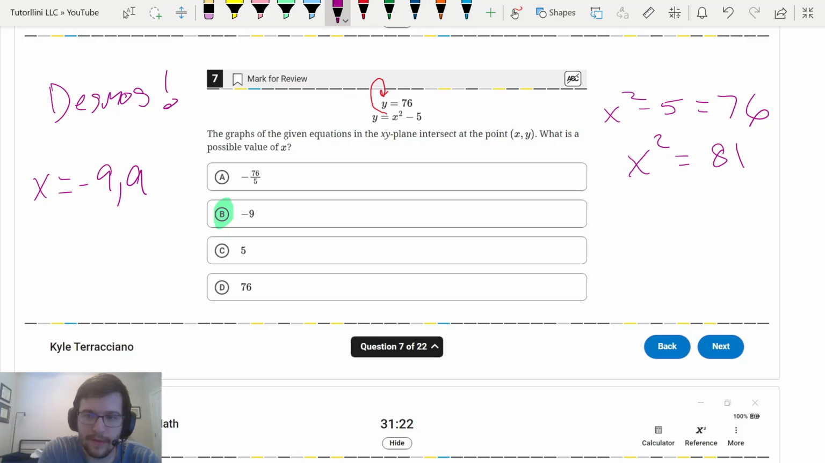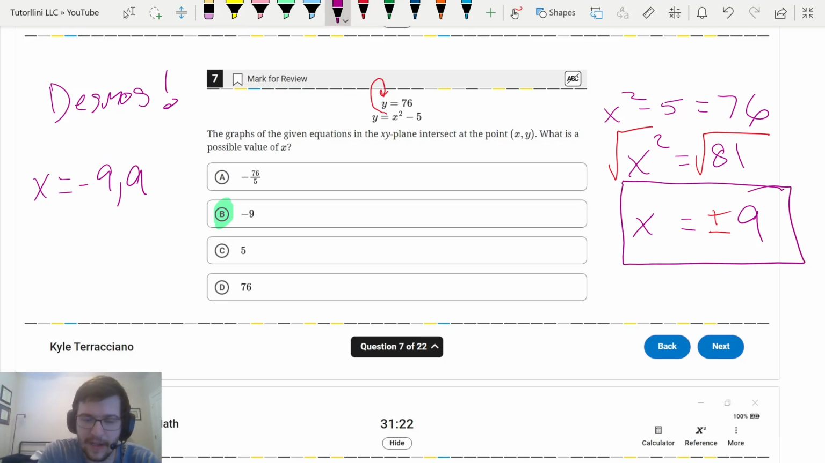And now I take the square root of both sides, and remember, when you take the square root of a square in an equation, you have to remember to slap on a plus or minus in front of it. So we also find that x is positive or negative 9, and that would also give us B. But again, doing it with Desmos is just a lot faster and a lot more reliable. I'm just showing you for the sake of it so that you can build up your algebra skills for the harder questions. I really don't think you should do this question by hand.